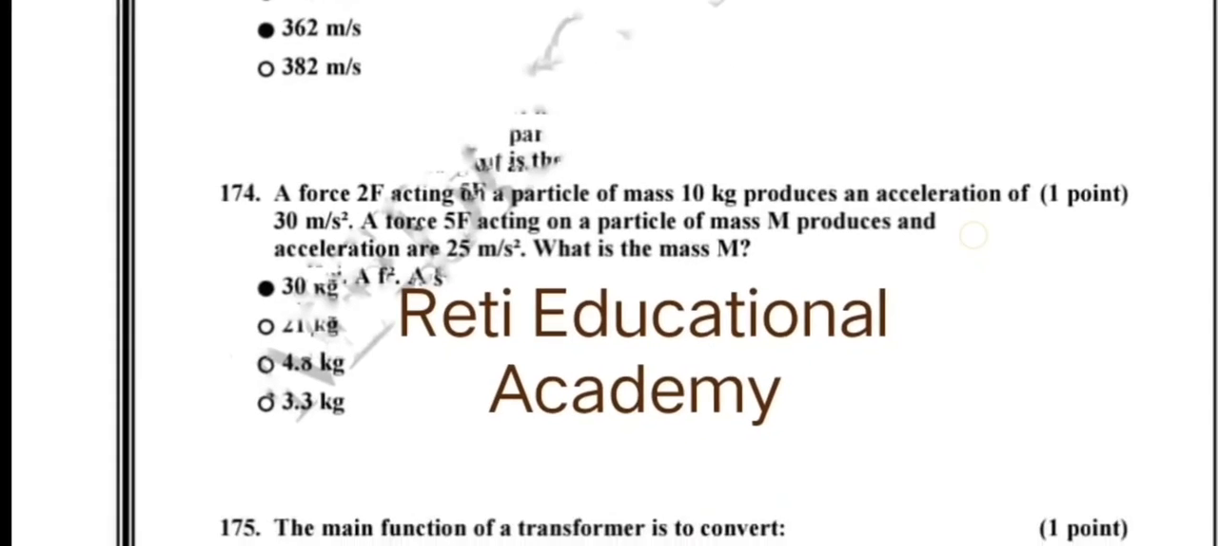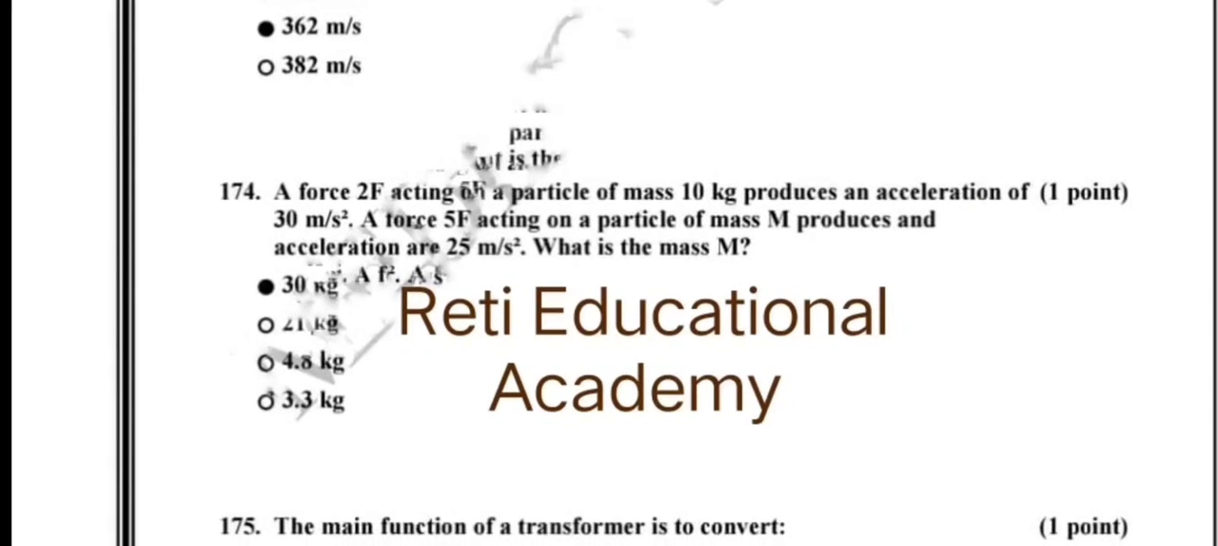Question number 174. A force 2F acting on a particle of mass 10 kg produces an acceleration of 30 meter per second square. A force 5F acting on a particle of mass m produces an acceleration of 25 meter per second square. What is the mass m? And the correct option is 30 kg.